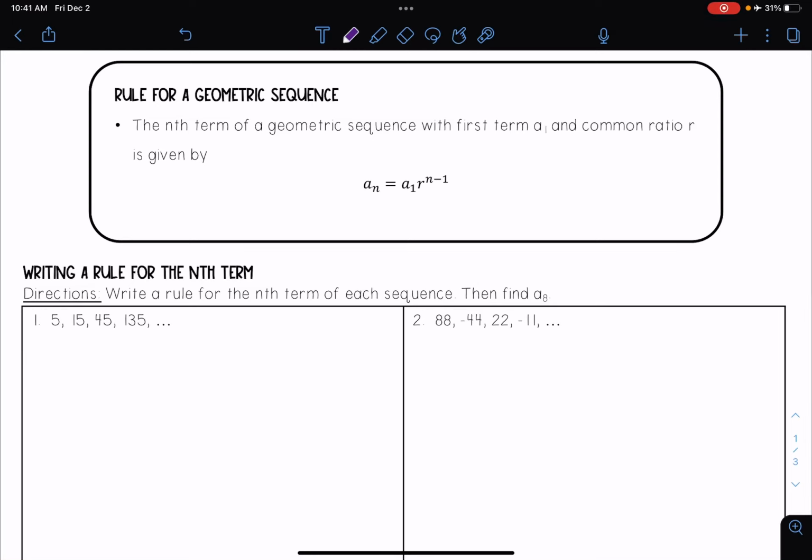In this video, we're going to be looking at writing a rule for the nth term of a geometric sequence. So the nth term of a geometric sequence with first term a1 and common ratio r is given by an is equal to a1 r to the n minus 1. So again, this an represents your nth term, a1 is your first term, and r is your common ratio.